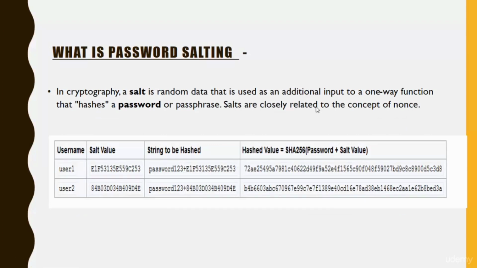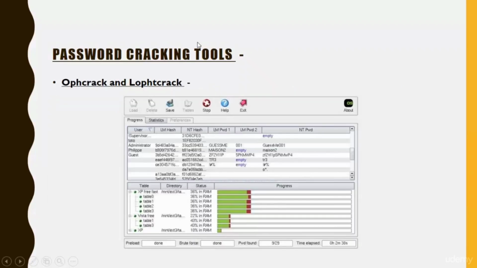What is password salting? In cryptography, a salt is random data that is used as an additional input into a one-way function that hides a password or passphrase. Salts are closely related to the concept of a nonce. Suppose this is your password, this is your salt value. It attaches the salt value to the password and creates a new hash. That is called password salting.